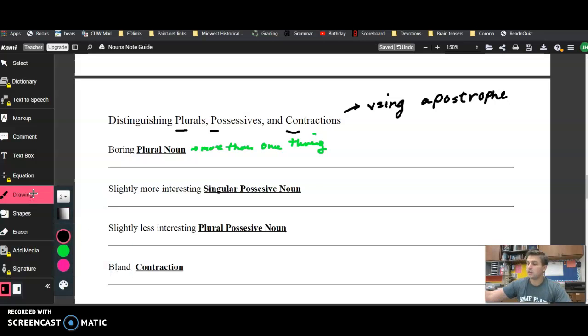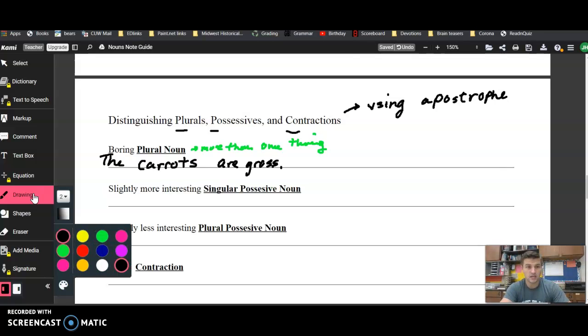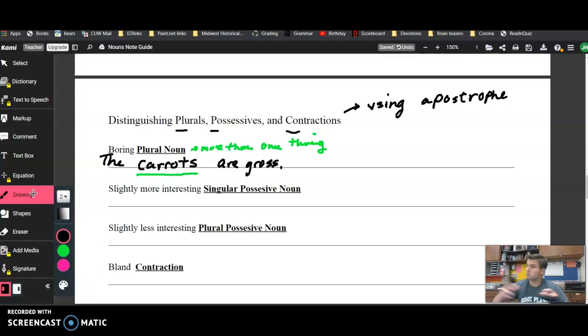All right, you might see something like this. Let's say that you're looking at the word carrots, and it might say a sentence. You could say something like, the carrots are gross. That they are, especially cooked carrots. So in a sentence like this, you can see this right here is our plural noun. And the point is that what we're talking about right now is more than one carrot. That's it. The only context of using this word is that we're talking about more than one carrot.